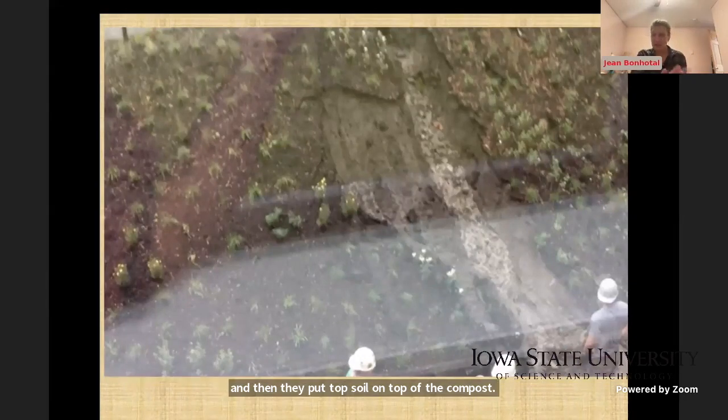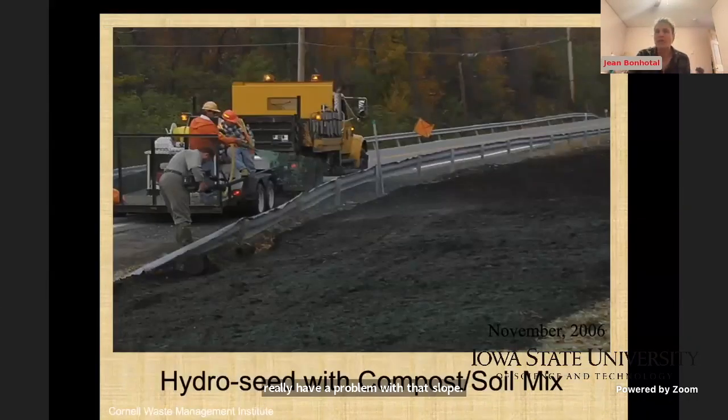They planted and everything, and then rain came, and all of it sloughed off. We can't take those layers. We want compost to be the top layer of materials, especially on a slope, or we'll really have a problem with that slope. So doing it right is best.